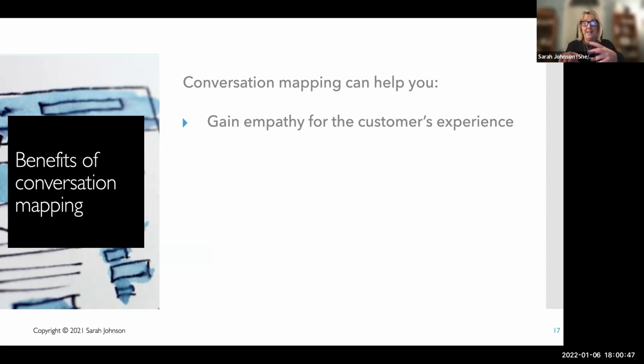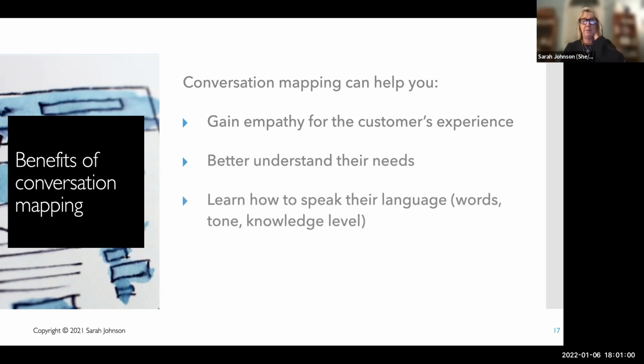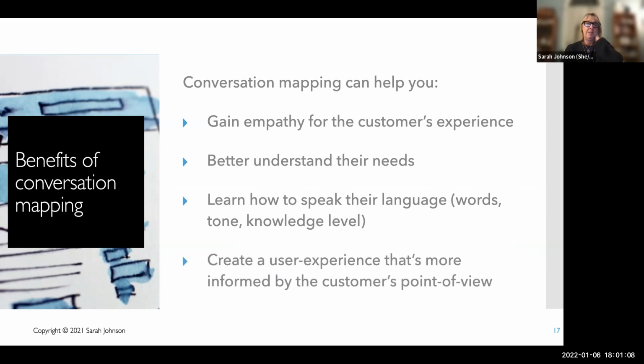Then it can outline edge cases or things people could be looking for, wanting, that we're not having on the page. So it can help us better understand their needs and learn how to speak their language, which is really important. What words do people use to describe certain things? And then we can create a user experience that's more informed by the customer's point of view.